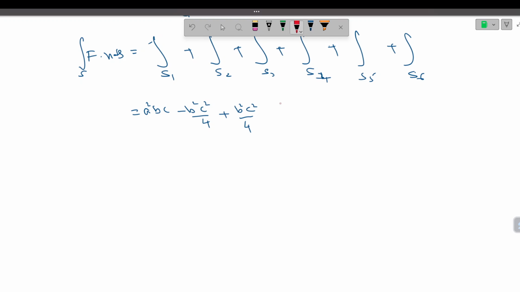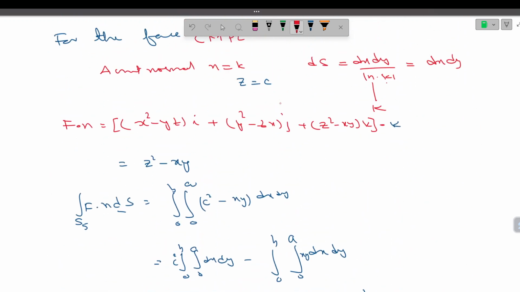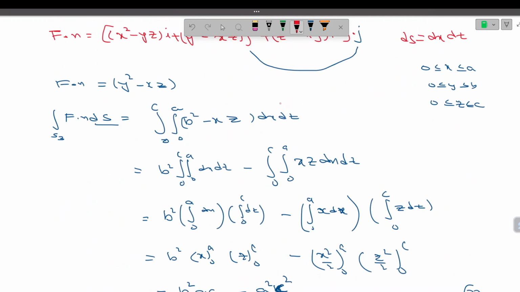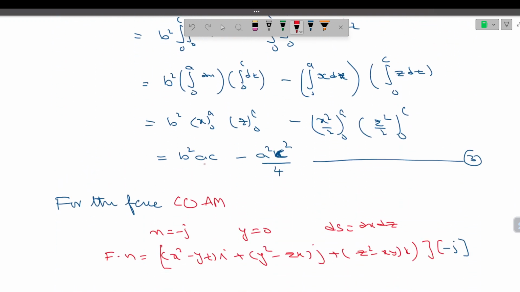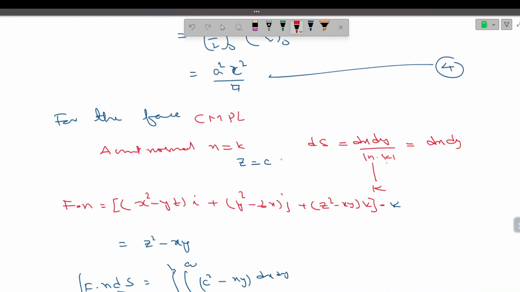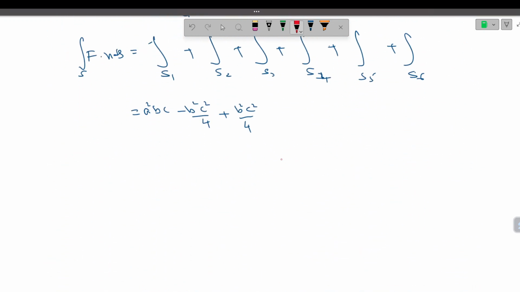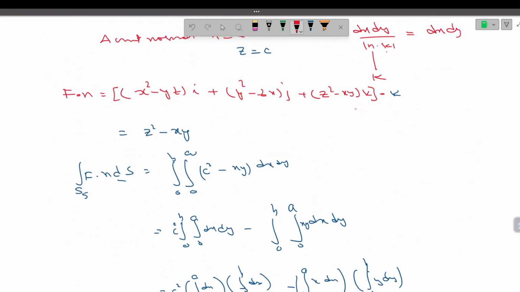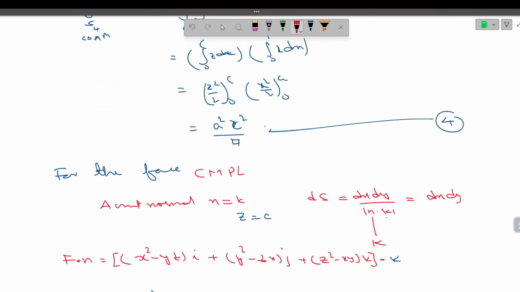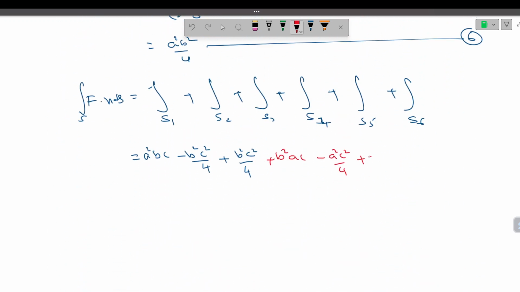Now S3. What is S3? b square ac minus a square c square by 4. Now S4: a square c square by 4 plus a square c square by 4.